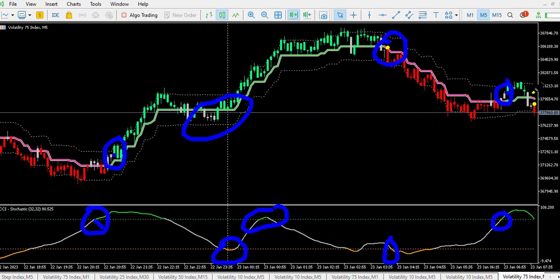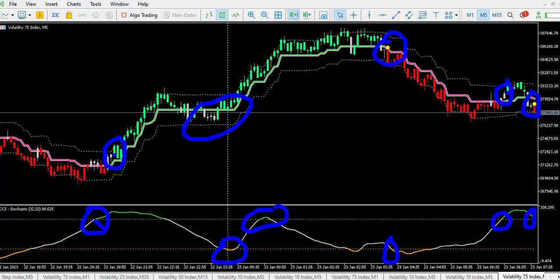But if you are using the two indicators together, you have to wait for this to change. If this indicator did not change, then there's no need for you to place the order, except if you have tested it and you want to use only this indicator alone. So this is how to use this particular strategy.